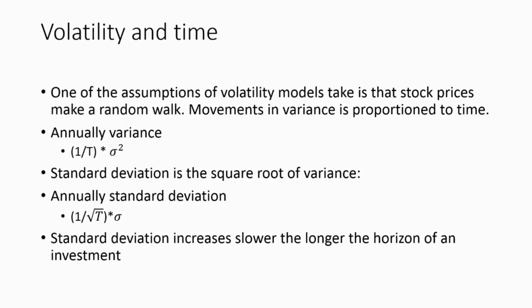And as you know, the standard deviation is the square root of the variance. To find the annual standard deviation, you multiply the total standard deviation by the square root of 1 over the total number of years, like in the short formula. So mathematically, the standard deviation increases less the longer the horizon.